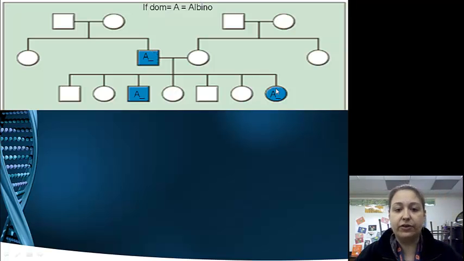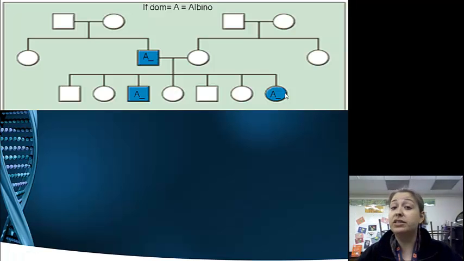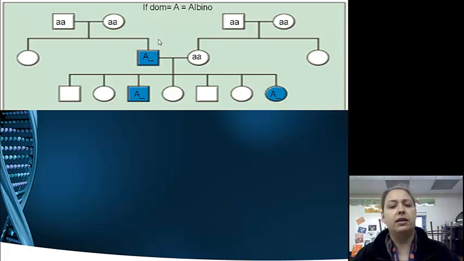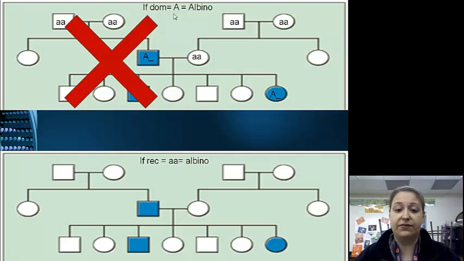So that means these 3 here that are affected, that have albinism, should be big A dash. Big A dash. Now again, we don't know what the other letter is, but as long as it's got one dominant, then it should show. So that means all these other ones that are not affected have to be recessive. Let's add some recessives in here. Little a, mating with little a. Wait a second. Can these 2 parents create a big A? No, they can't. They don't have a big A to give. So albinism must not be dominant. So let's check the recessive.